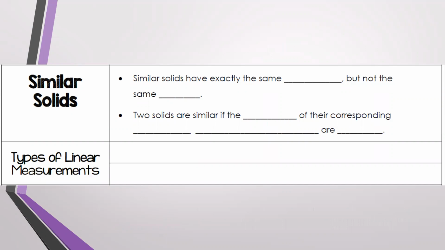Okay, so we are going to say that solids are similar if they have the same shape, but not necessarily the same size. Two solids are going to be similar if the ratio of their corresponding linear measurements are equal. And remember, in the past, we have called this a scale factor.